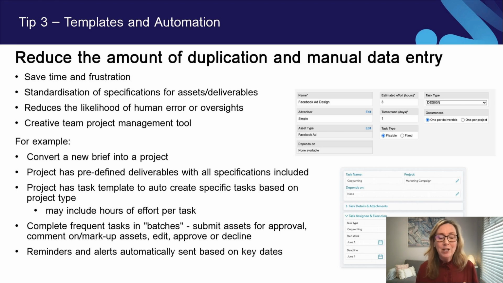So the key information, the dates, the objectives, etc., are just automatically taken from the brief and added into a new project. How can we create a project that's got predefined deliverables with all those specifications included? Now, that does mean that somebody's got to do some heavy lifting to set it all up originally, but we do it once and then the benefits flow on for every single project we do thereafter.